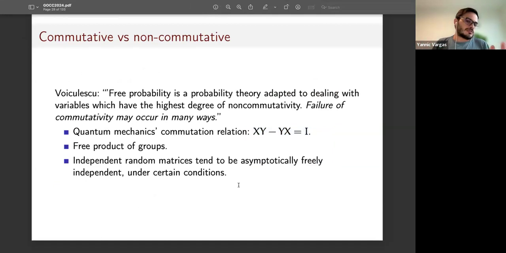And I have to say, sometimes I like to see the area of non-commutative probability, not with that name, but as generalized probability, generalized independence, in the sense that the classical probability theory is inside this area, as you will see.